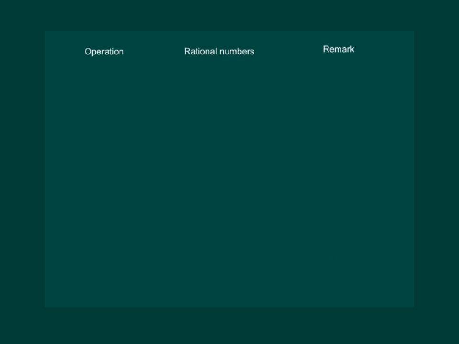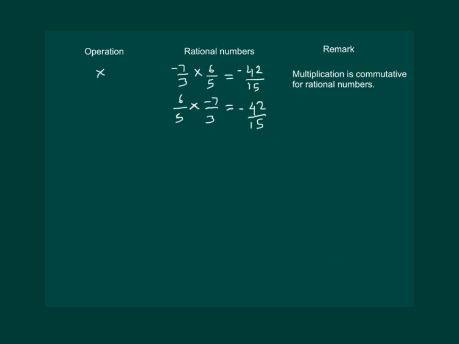Let us check the commutative property for multiplication of rational numbers. So let us take two rational numbers, say minus 7 by 3 and 6 by 5, and try to find the answer after changing their order. We get minus 42 by 15 in both the cases. That means the order in which we multiply two rational numbers doesn't matter, they give the same answer. Hence we can say that multiplication is commutative for rational numbers.